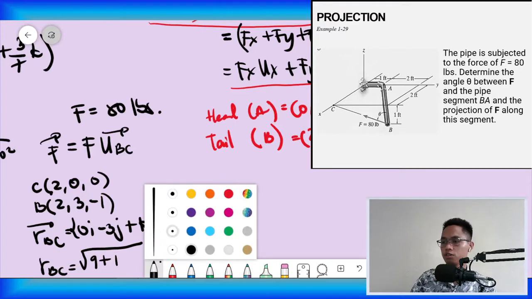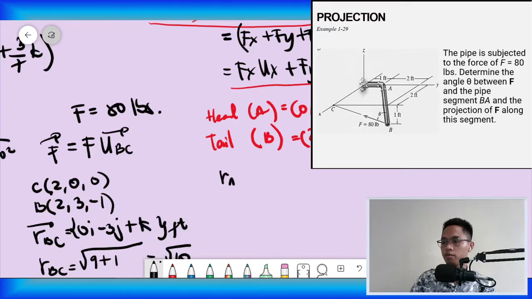The position vector RAB is just simply equal to head minus tail. So 0 minus 2, that's negative 2i. 1 minus 3, that's negative 2j. 0 minus negative 1, that's positive 1 or 1k. And that is in feet.